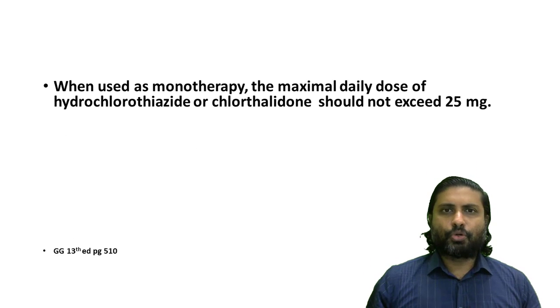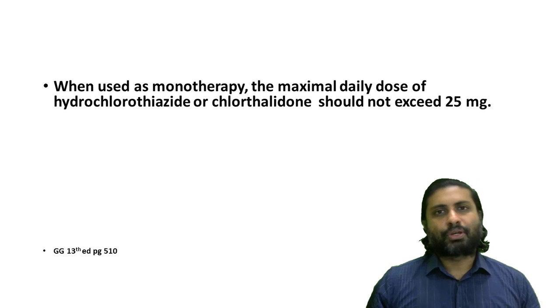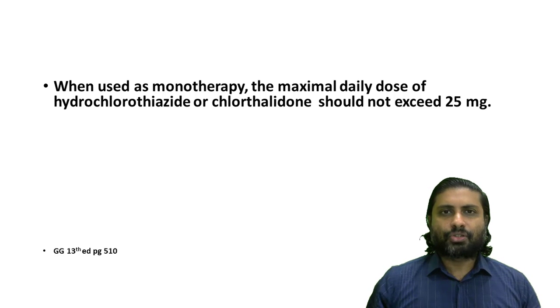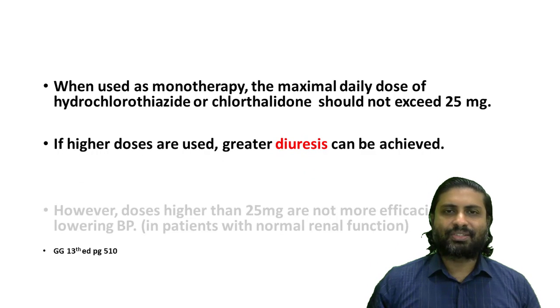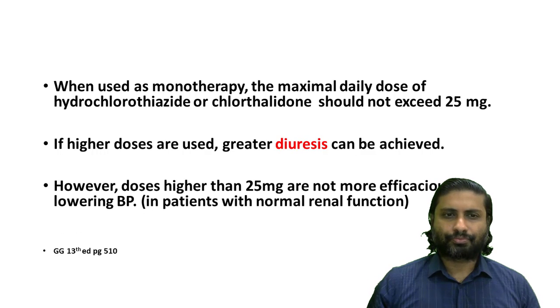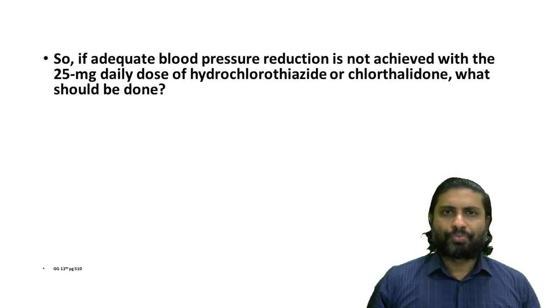Now, when used as monotherapy, the maximal daily dose of hydrochlorothiazide or chlorthalidone should not exceed 25 milligrams. This is because doses in excess of 25 milligrams will not reduce the blood pressure further. All they will do is increase diuresis.